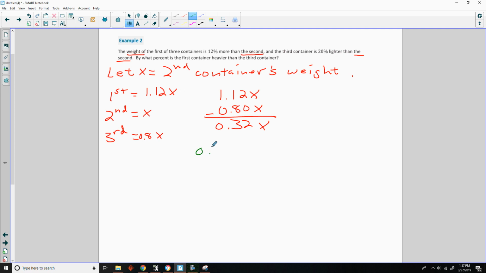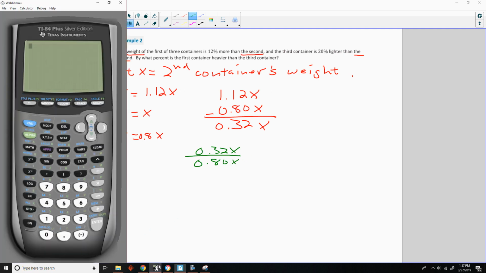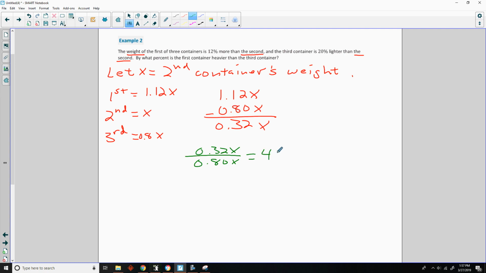So if I take 0.32x and divide it by the third container, 0.8x, and I go to my calculator and type in 0.32 divided by 0.8, then I get 40%, or 0.4. So the first container is heavier than the third container by 40%, or 1.4 times 100% is 140%, which also shows that the first container is 40% heavier.